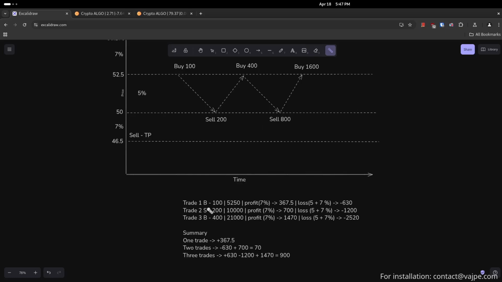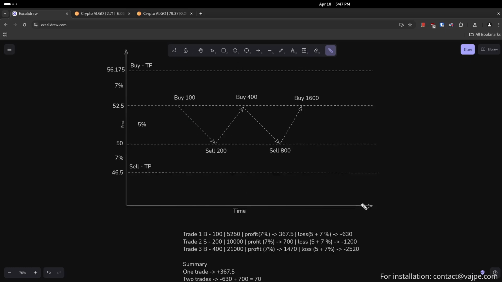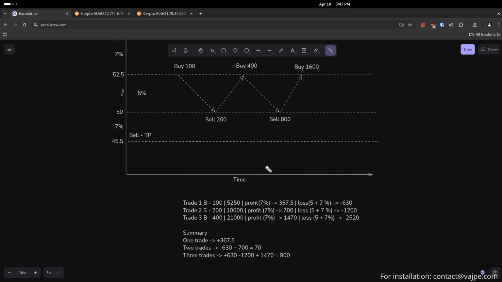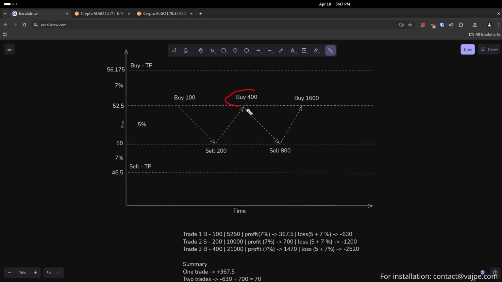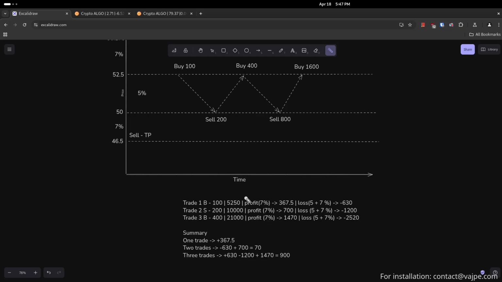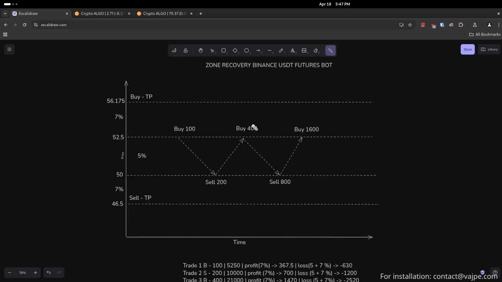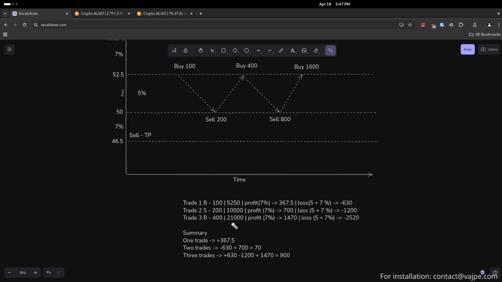So if there are two trades, there would be the 12% loss for the first trade, and the 7% profit for the second trade. Because the quantity is larger here, you will end up in net profit. And so assume the third scenario, there are three entries, right? So now you'll hit the profit here. So these two trades will end up in profit, and this will end up in a loss.